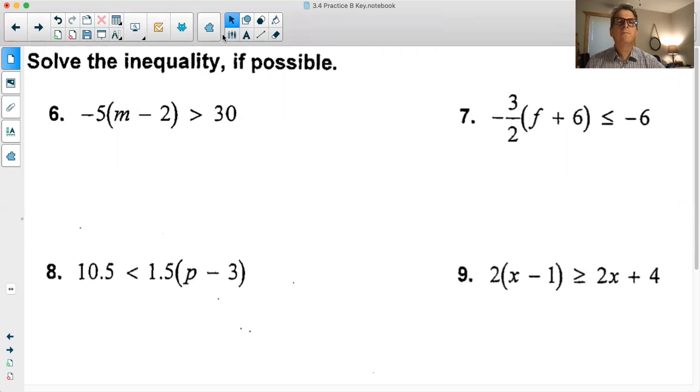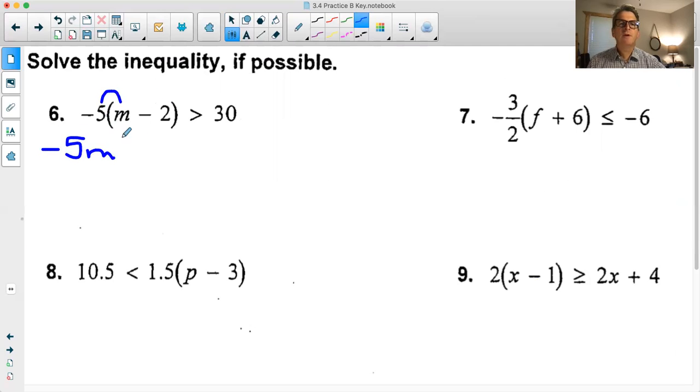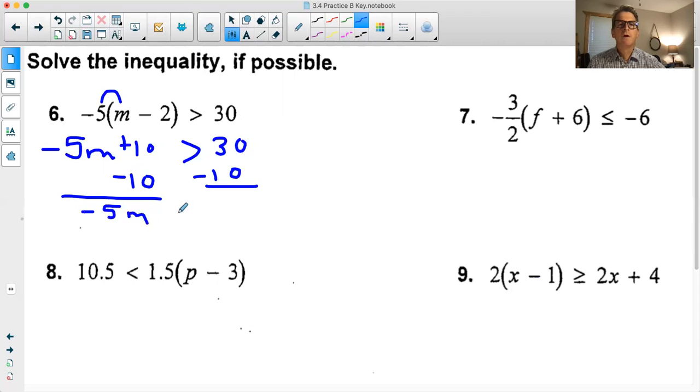Distributive property: negative 5M, and a negative times a negative is a positive 10, greater than 30. Now we're going to subtract 10 from both sides, and we end up with negative 5M greater than 20. Divide by negative 5 on both sides. You'd have M, and we're going to flip the sign now, to less than negative 4.